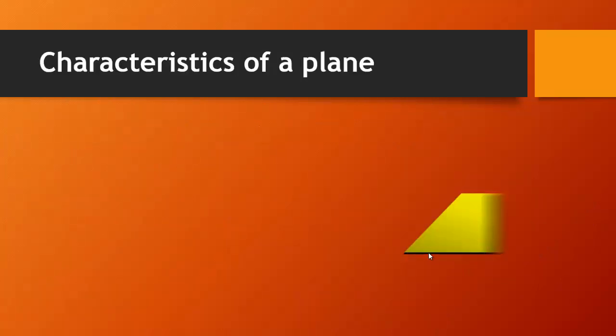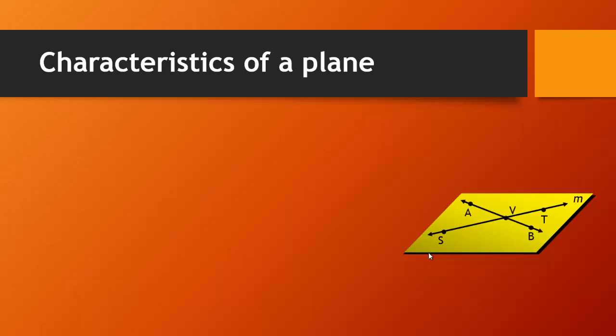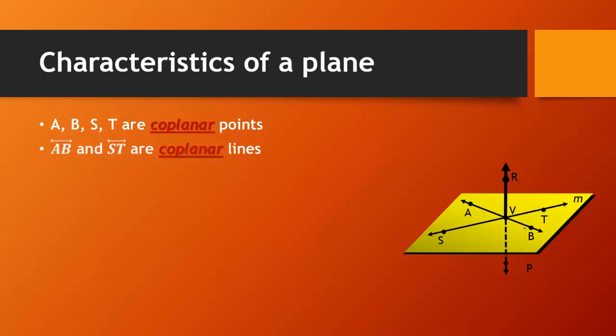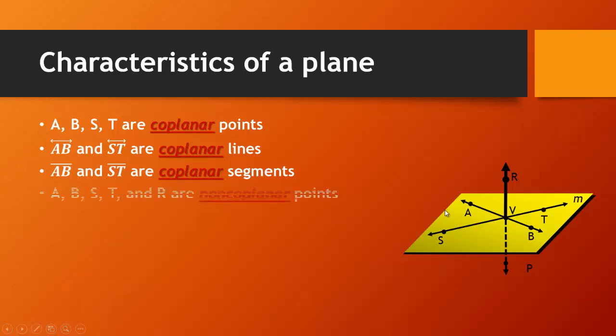All right, so characteristics of a plane. Let's go ahead and put some lines and some points on there. Now if we looked at this, A, B, S, and T would all be coplanar points, meaning all of those points exist on the same plane. Line AB and line ST are coplanar lines, meaning the lines exist on the same plane. Segment AB and segment ST are coplanar segments.